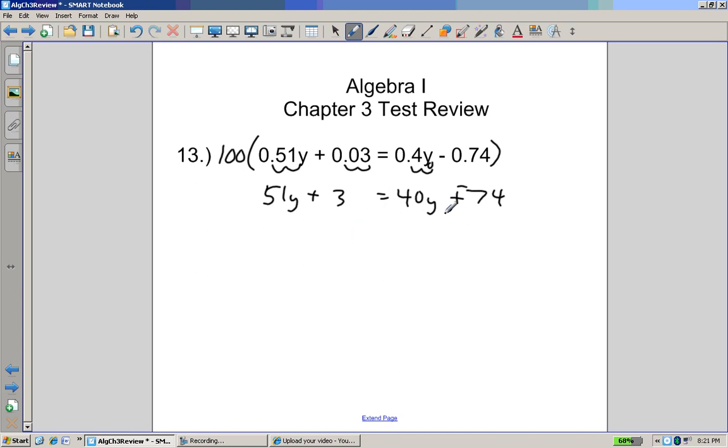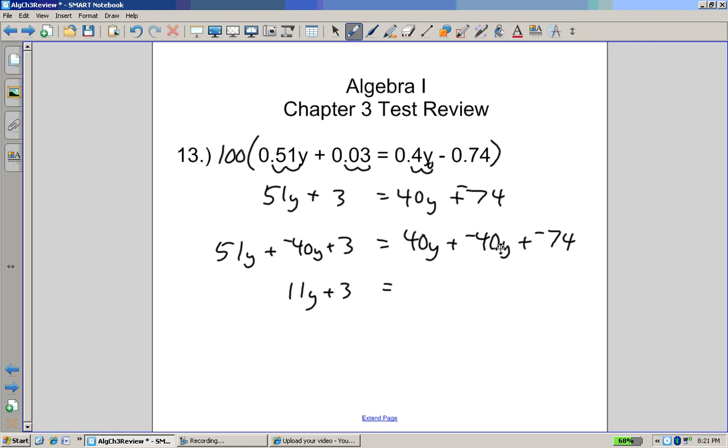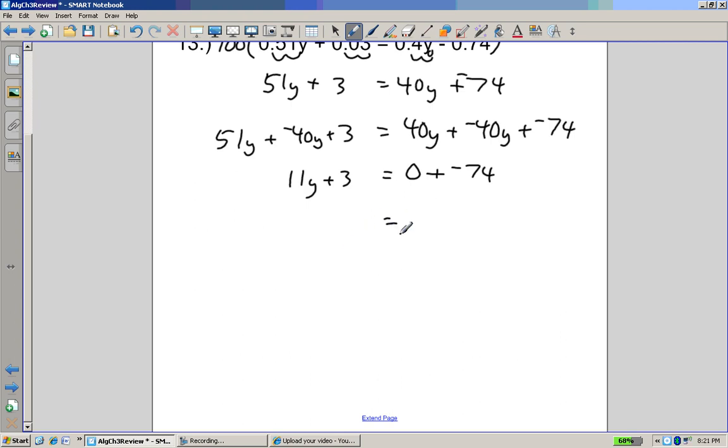Then get all your variables onto the same side. So we're going to pick one of the variables. I'm going to pick this 40y, and we're going to add the opposite. Make sure that you do the same thing onto both sides. 51 plus -40 would be 11y. That gives me 0. That's good. That means that I've used the inverse property of addition correctly.